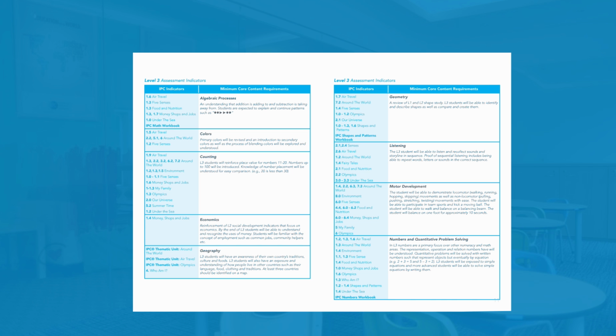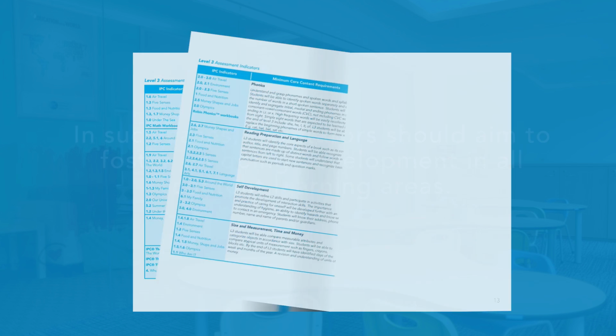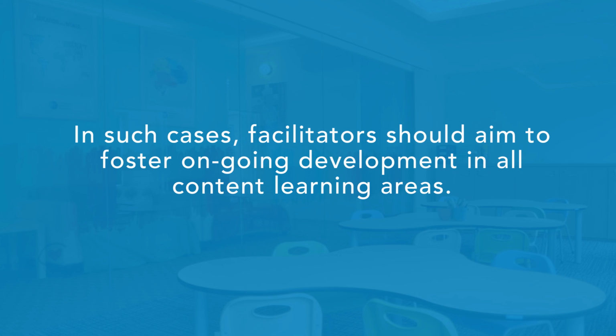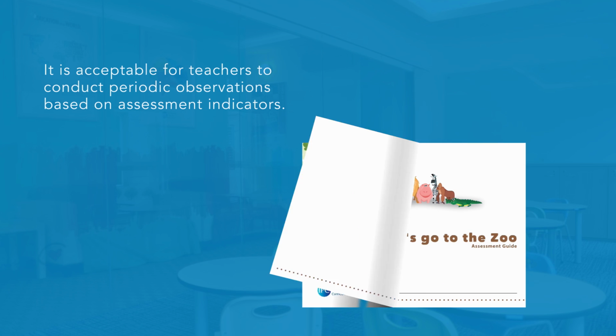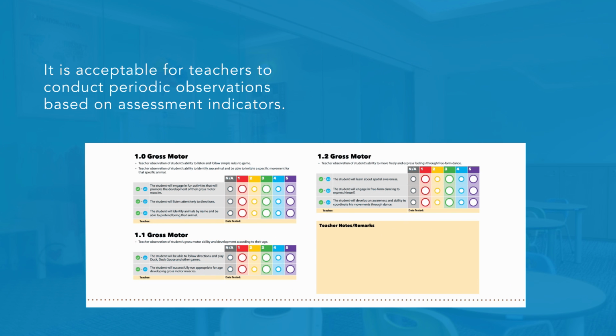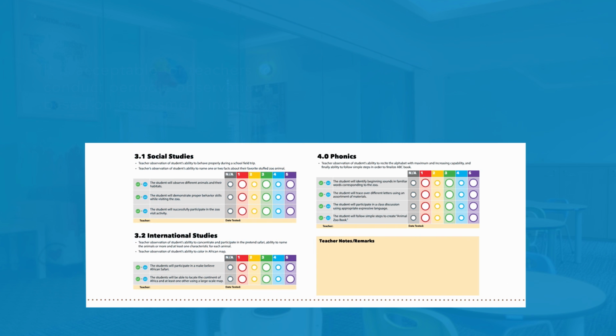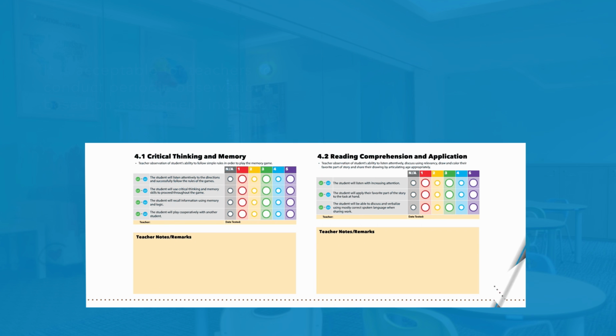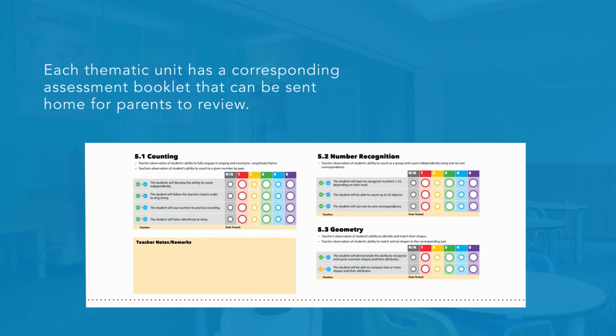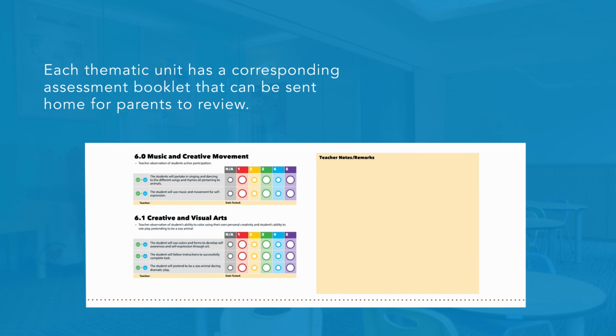This also means that some students may have a numeracy aptitude of Level 3 and a language arts aptitude of Level 1. In such cases, facilitators should aim to foster ongoing development in all content learning areas. Generally, it is acceptable for teachers to conduct periodic observations based on assessment indicators without there being monthly assessment for each thematic unit. Nevertheless, there are thematic-based assessment booklets for each student, which can be sent home for parent review.